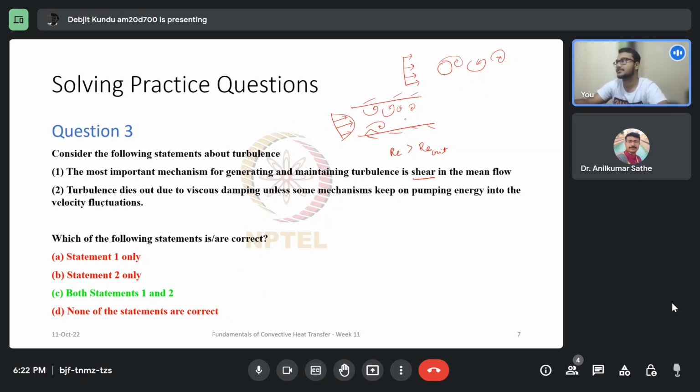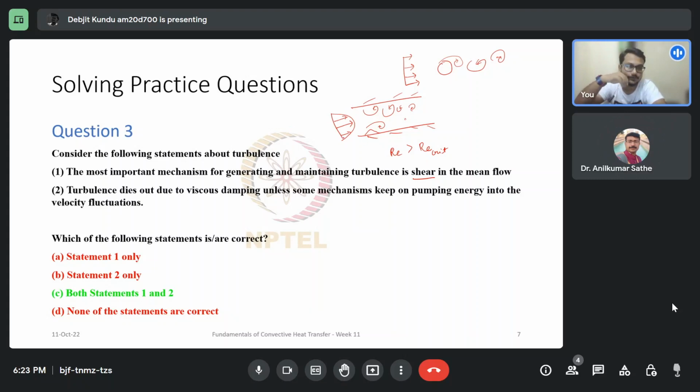And statement 2 says turbulence dies out due to viscous damping unless some mechanisms keep on pumping energy into the velocity fluctuations. So if we do not have a continuous source of energy... What is the continuous source of energy here?